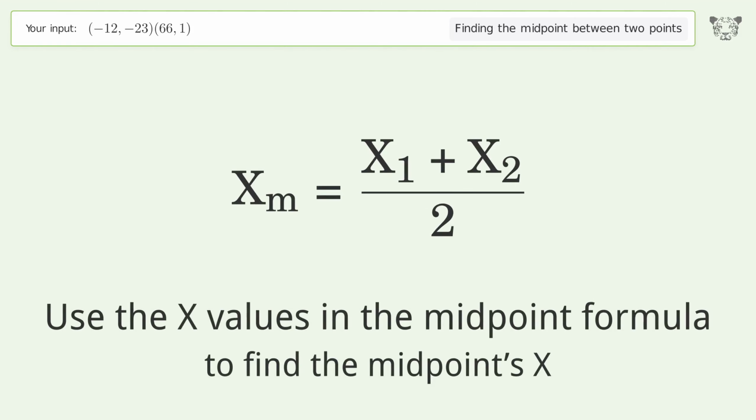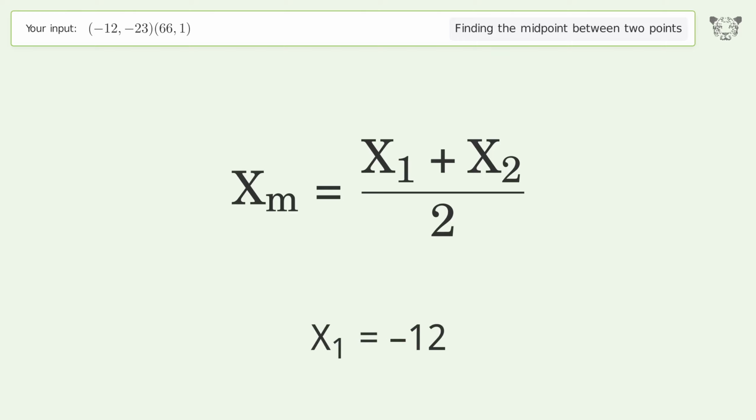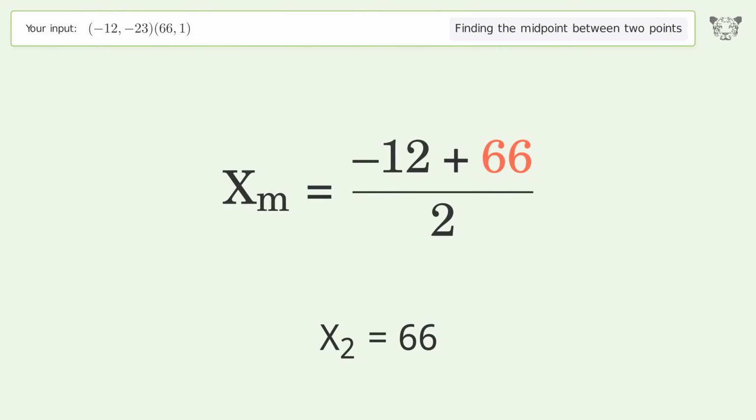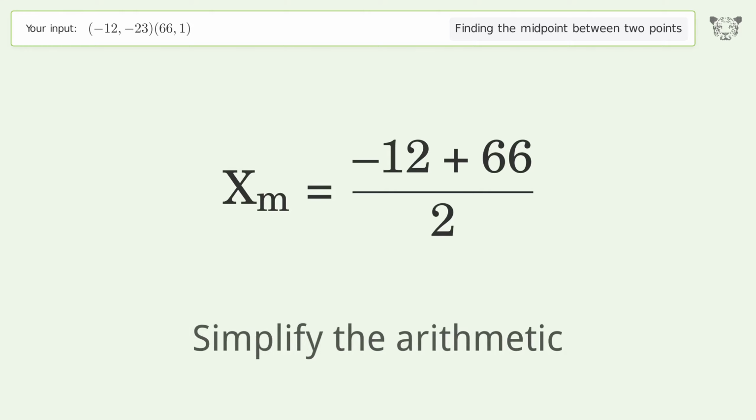Use the x values in the midpoint formula to find the midpoint's x. x1 equals negative 12. x2 equals 66. Simplify the arithmetic.